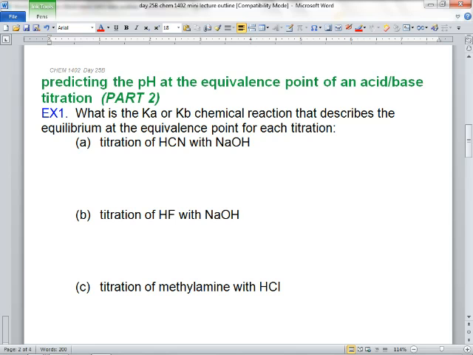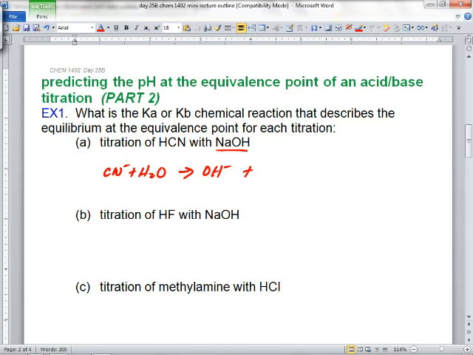So if it's a Ka reaction, that means you have to have a conjugate acid at the equivalence point. We titrated with NaOH. If there's any acid there, it's gone. It's all in the form of the conjugate base. Right, it's got to be a Kb reaction. What did you write? CN minus, the conjugate base, plus H2O, goes to hydroxide and back to the conjugate acid. Good. So there's our Kb reaction.